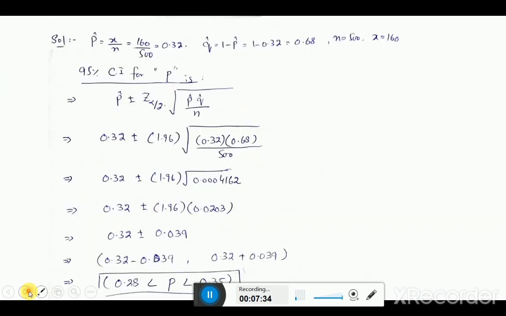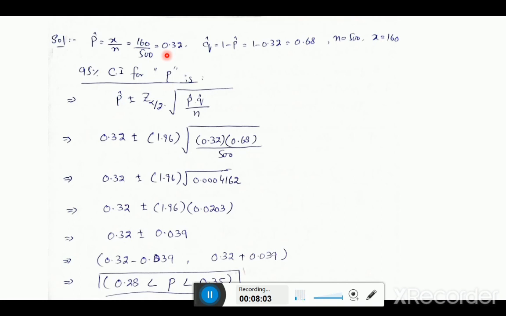Now let's start from the question. First I want to find out P cap. The formula for P cap is x divided by n, meaning small x divided by small n. Here n is the total, 500 people as a sample. Out of 500, 160 people prefer seafood. Divide 160 by 500 and you will get 0.32.